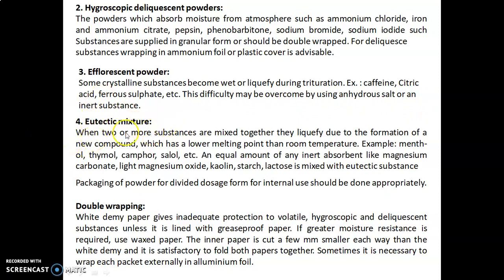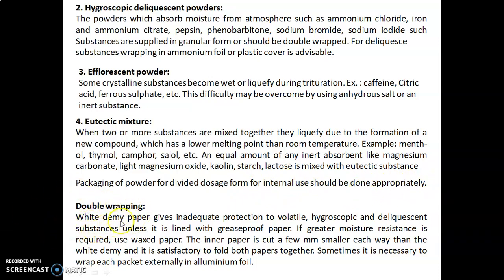Eutectic mixture: when two or more substances are mixed together, they liquefy due to the formation of a new compound which has a lower melting point than room temperature. Examples: menthol, thymol, camphor, salol, etc. An equal amount of any inert absorbent like magnesium carbonate, light magnesium oxide, kaolin, starch, lactose is mixed with the eutectic substance. Packaging of powder for divided dosage form for internal use should be done appropriately.